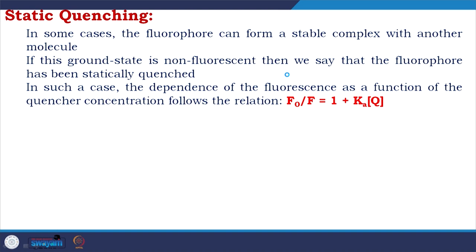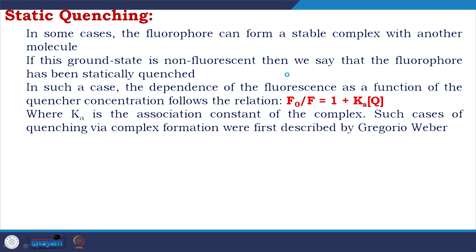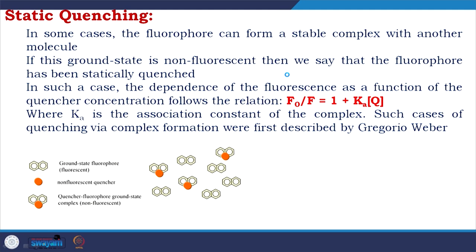In such a case, the dependence of the fluorescence as a function of the quencher concentration follows the relation F0 by F equal to 1 plus KAQ. So, KSV, the Stern-Volmer, is now replaced by KA, where KA is the association constant of the complex. Such cases of quenching via complex formation was first described by Gregorio Weber. So, if you see, the ground state fluorophore is there, it is not bound to the non-fluorescent quencher, but now they are bound and it formed the ground state complex.